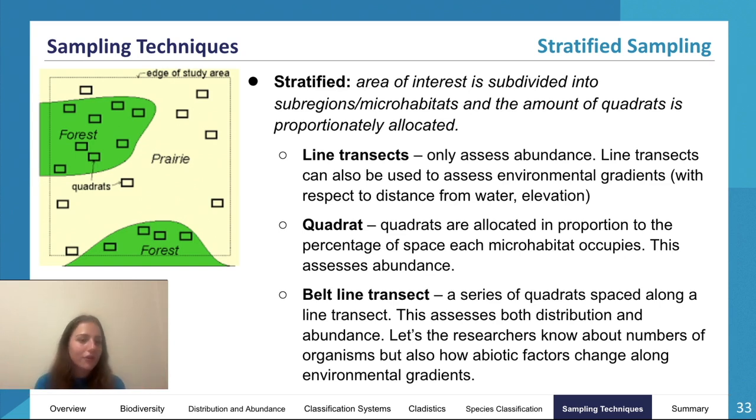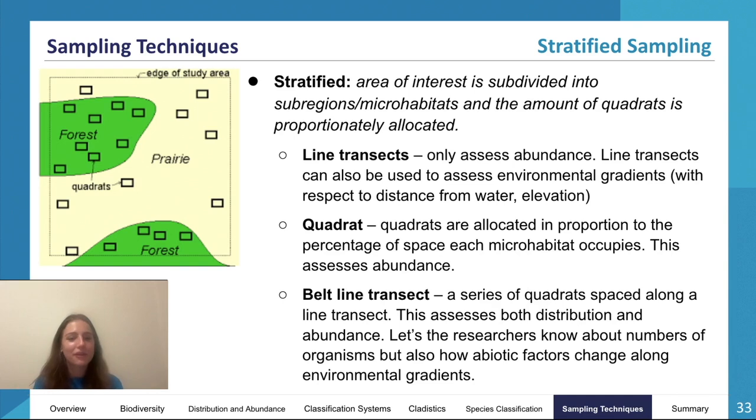Line transects are also great for detecting environmental gradients, like how things change as you move from water or rise in elevation, compared to quadrants where you would be working on a bunch of different scales. Line transects are convenient because they account for those differences in elevation.